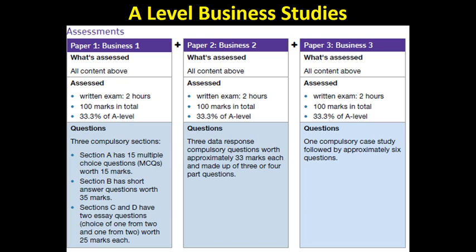You had two exams if you took the AS level. There are 3 papers for the A-level course, each worth an equal amount, but each one has a slightly different structure. In the first paper we've got some multiple choice questions, some short answer questions, and 2 essay questions, with a selection of essay questions. There's no selection in paper 2, which has 3 compulsory data response questions. It's not quite 3 questions; it's split up into some shorter questions and some longer essay questions.